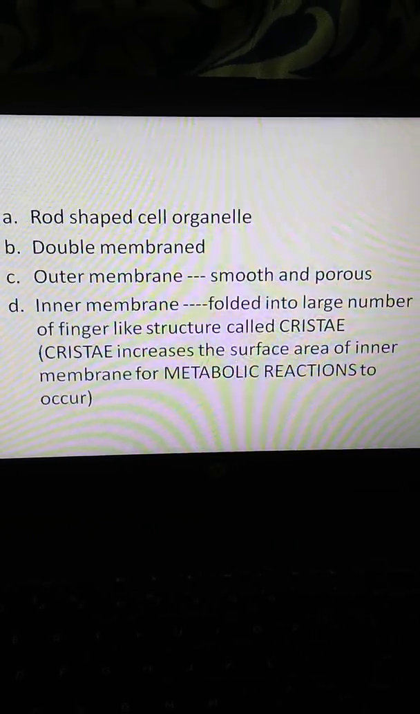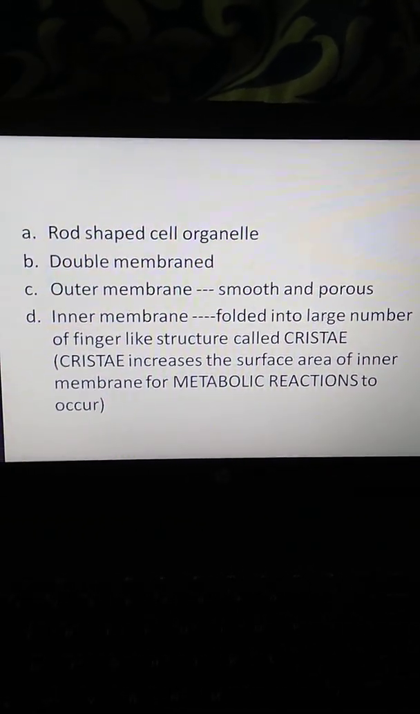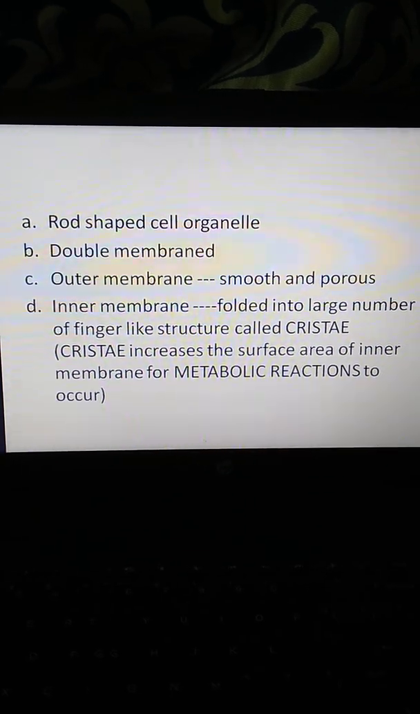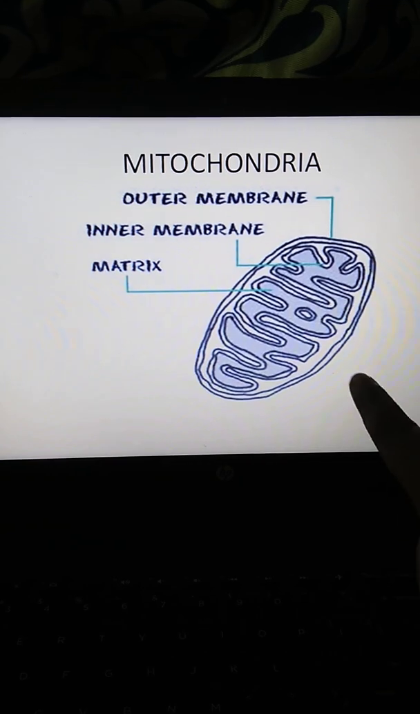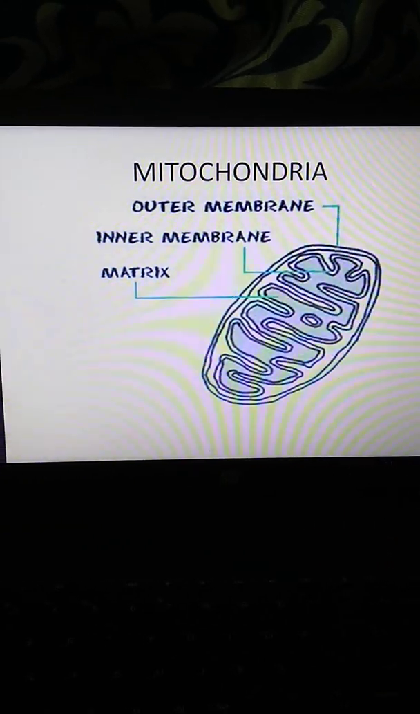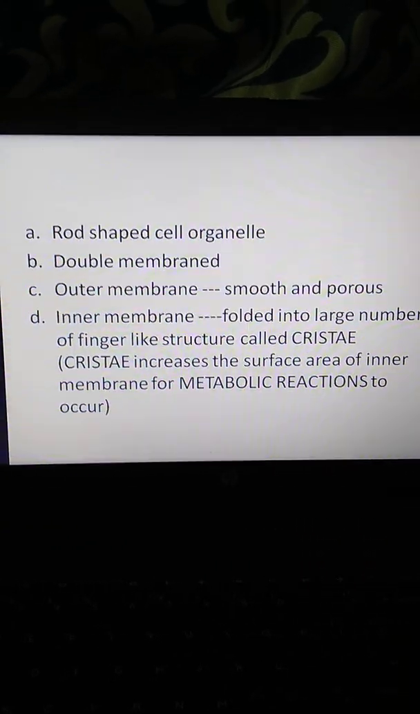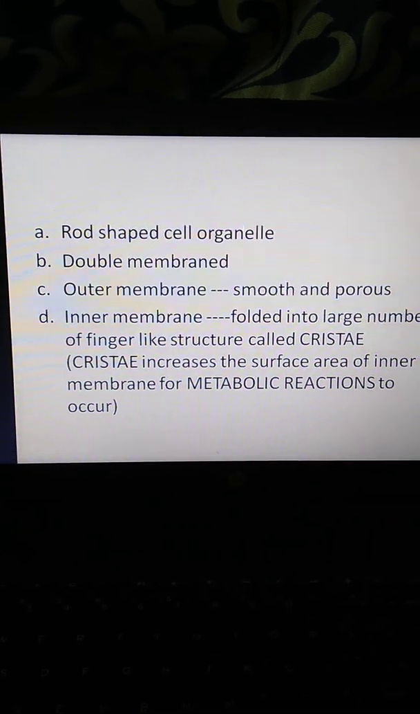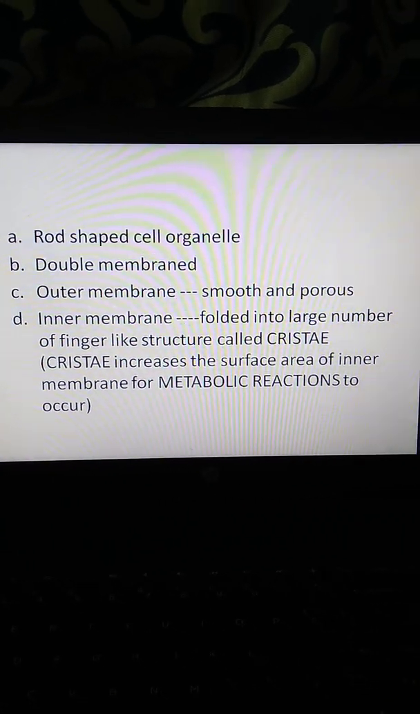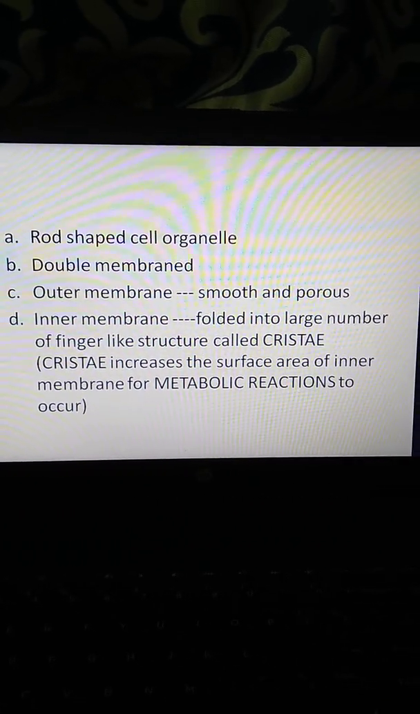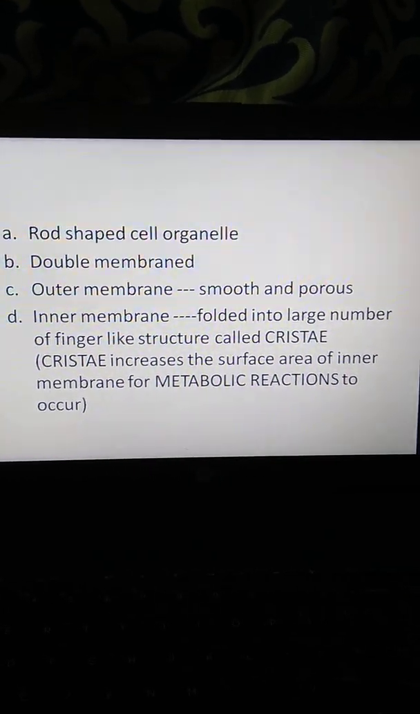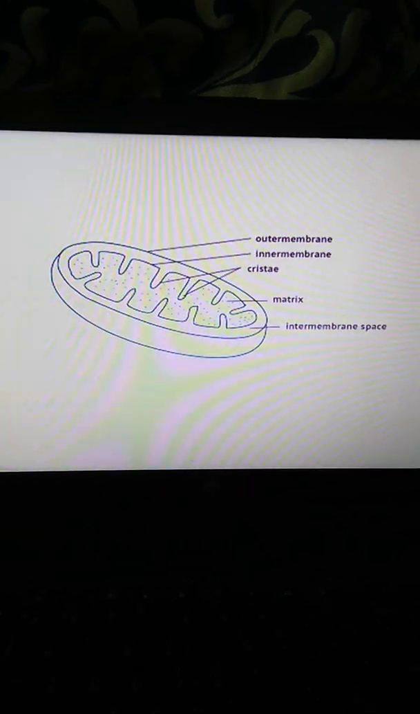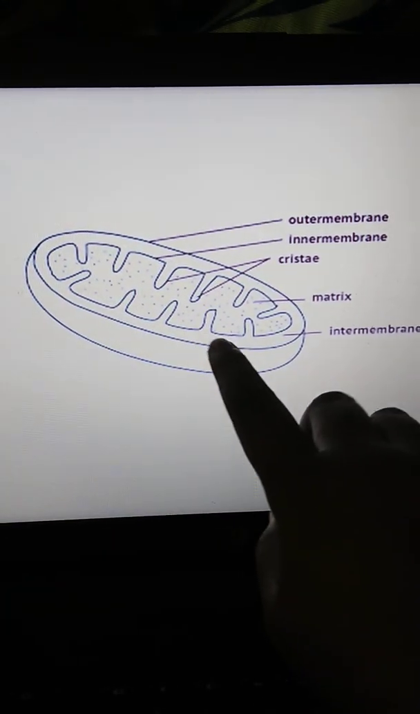Let's start. See, mitochondria is basically a rod-shaped cell organelle. This is also double membrane. Can you just see? It is also a double membrane structure. ठीक है, दो membranes पाए जाते हैं यहाँ पर भी. The outer membrane is smooth and porous, whereas the inner membrane is folded into large number of finger-like structures called cristae.